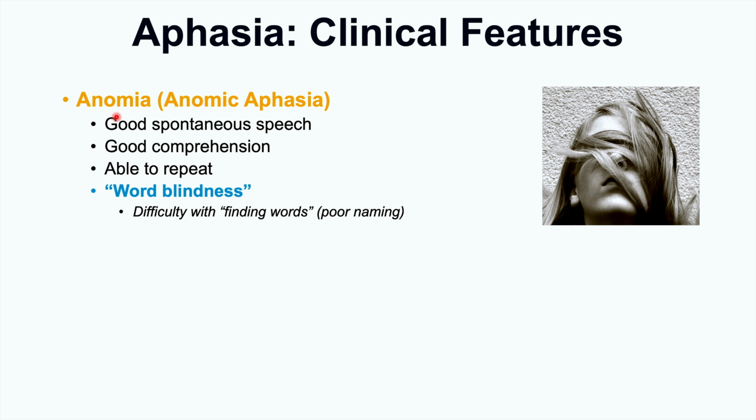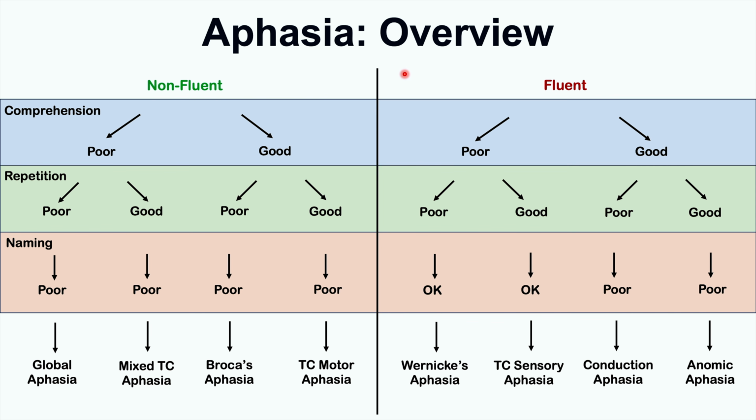So again, this is going to be a less severe form of aphasia where they only have the issue of poor naming. So here is an overview of the different types of aphasias. We break it down into two main categories, nonfluent and fluent, and then we break it down further depending on whether or not they have poor or good comprehension, poor or good repetition, and whether or not they have poor or okay naming. As we will see, most of the conditions have issues with naming. So if you want to go over this would be a good way of summarizing the different types of aphasia.